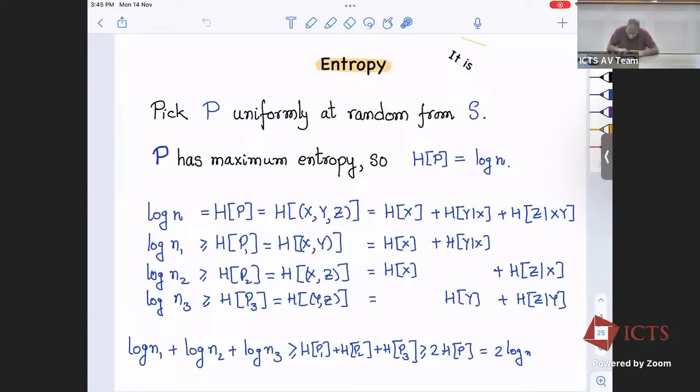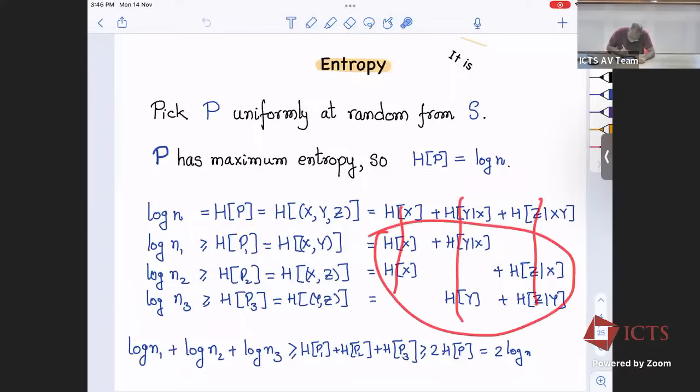So if all these equations work out, then we are slightly closer to what we want to prove as a proof. Then log n1 plus log n2 plus log n3 is greater than or equal to this. And it looks like by inspection, this sum is greater than H of P.